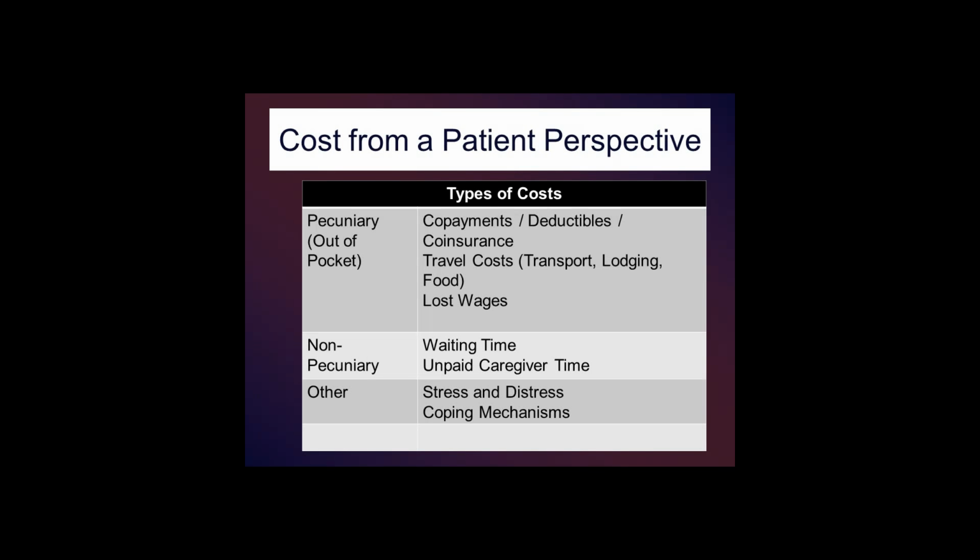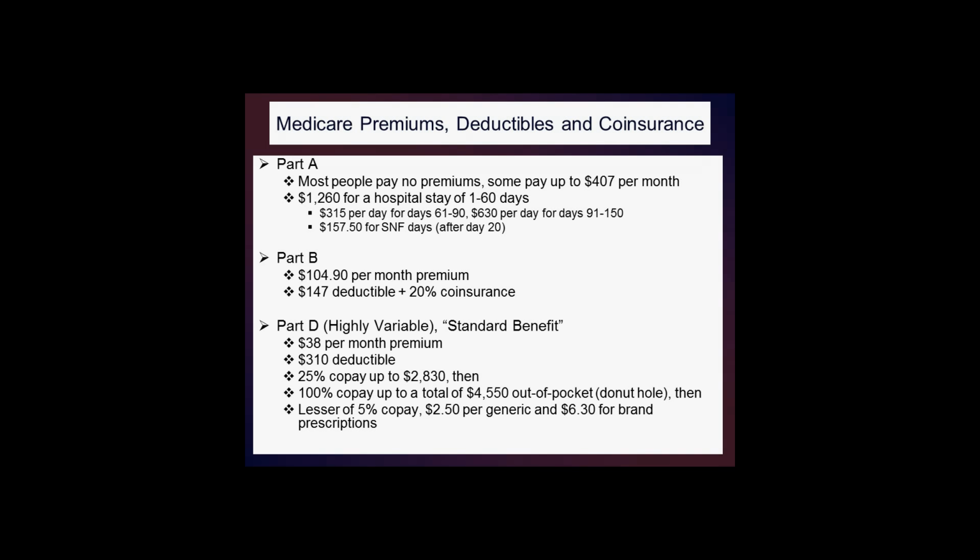Let's do that. Let's cost from a patient perspective: pecuniary, out of pocket, coinsurance, deductibles, travel time, lost wages; non-pecuniary, waiting time, unpaid caregiver time, and some people put stress and distress and things people do to cope with distress as part of the cost. So, I'm not going to spend a lot more time on this hobby horse. This is what you pay for various things if you're a Medicare beneficiary.